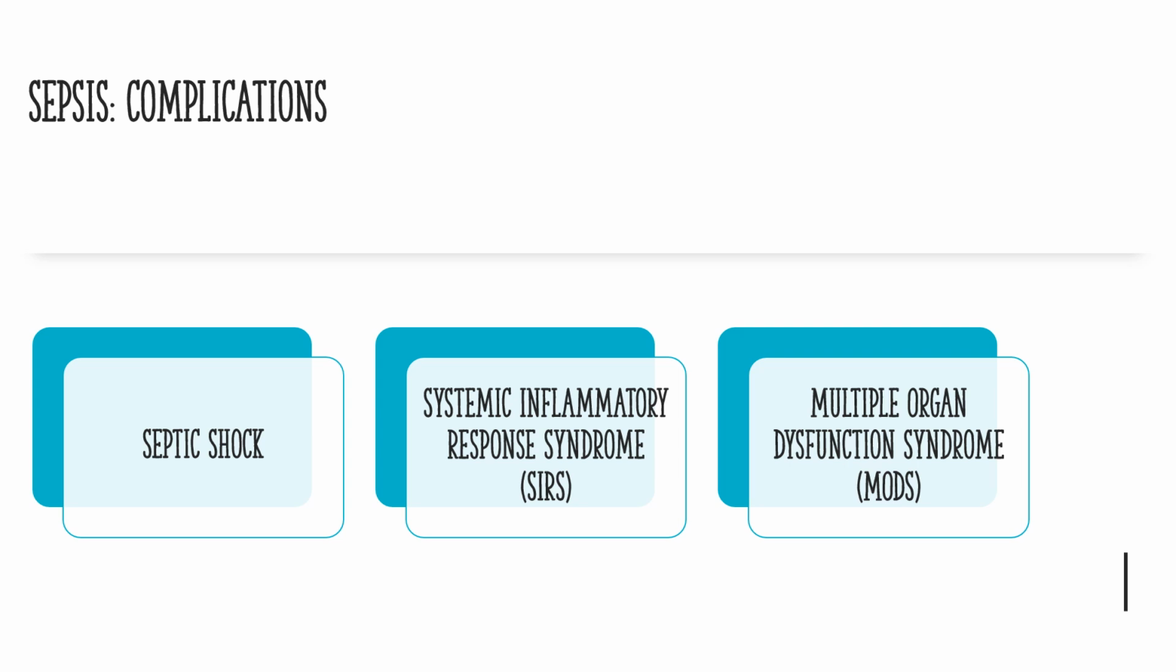All right, let's look at some sepsis complications. The first one is septic shock. We're going to talk about septic shock and what that looks like. Patients can also develop systemic inflammatory response syndrome, or SIRS. And when we look at diagnostics and triaging of these patients, we're going to look at SIRS criteria to help us differentiate if the patient could be potentially having sepsis. And then we briefly touched on multiple organ dysfunction syndrome, or MODS.